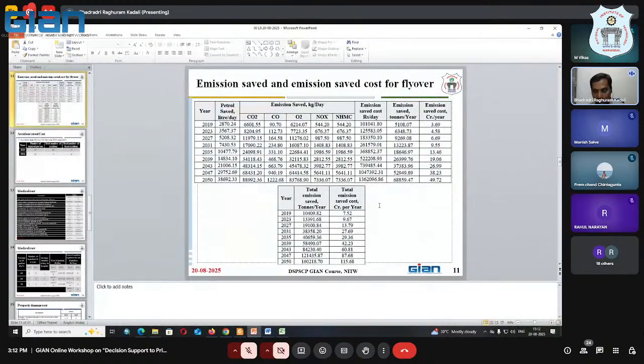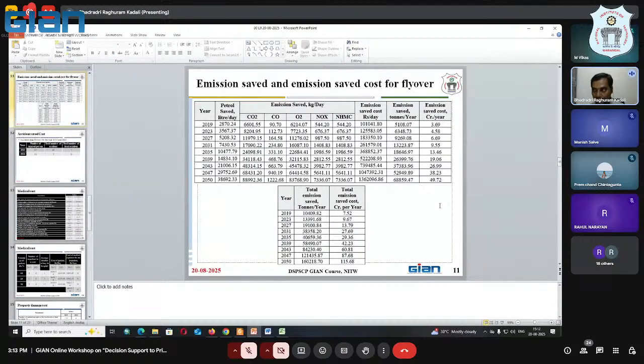So what we have done is, at different points of time, we took the total number of registered vehicles in the city, and we segregated what percentage of the vehicles are older than 5 years, older than 10 years, and more than 10 or 15 years old. Obviously, the emissions of those vehicles will be different from the 5-10 year old ones. So that we have segregated.